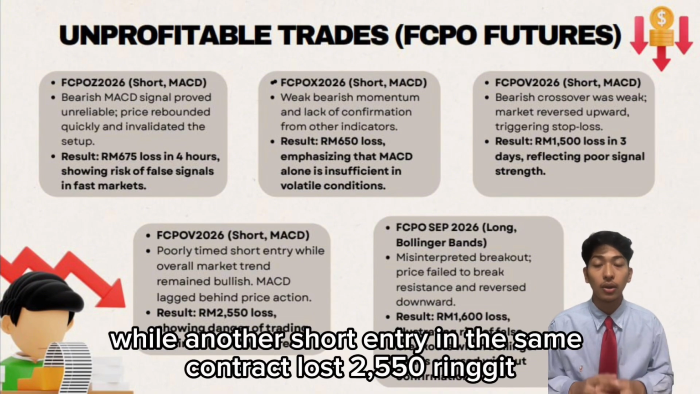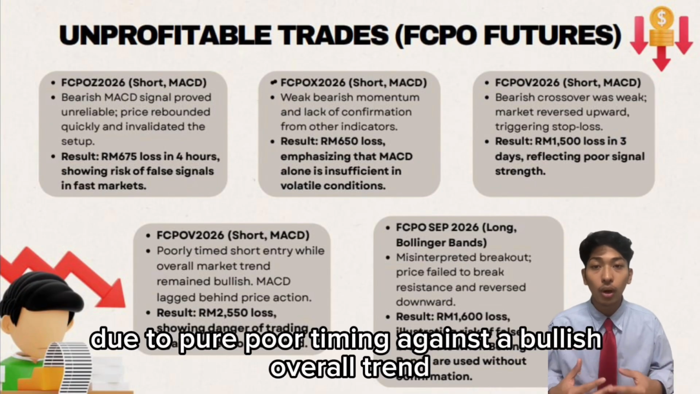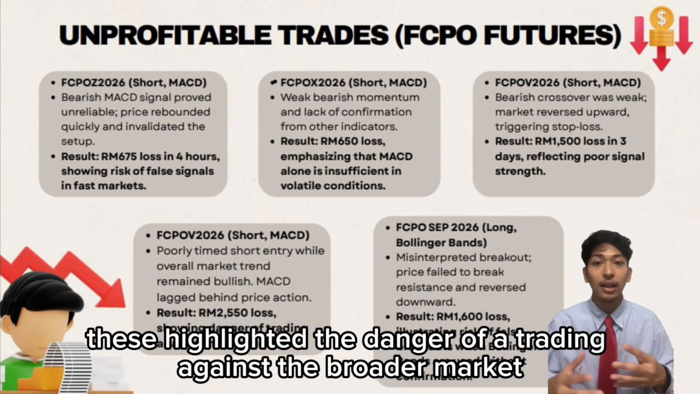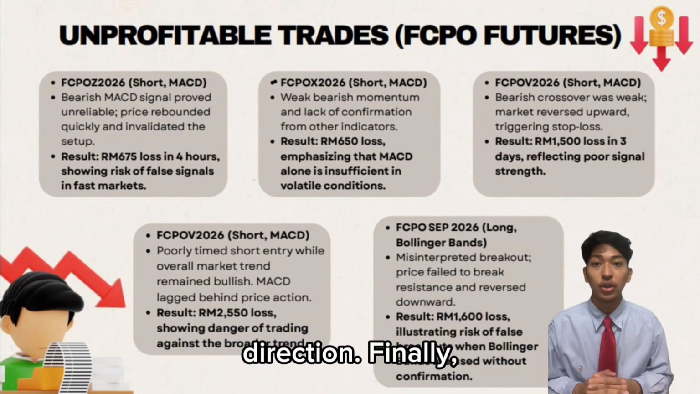For the FCPOV, we short also lost RM 1,500 ringgit in 3 days, while another short entry in the same contract lost 2,550 ringgit due to poor timing against a bullish overall trend. This highlighted the danger of trading against the broader market direction.